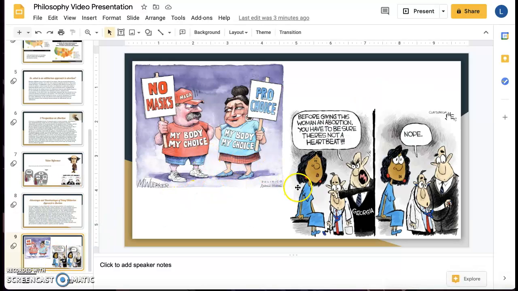So these are just two images, and in this one it says no mask, my body, my choice, and this one says pro-choice, my body, my choice. This is a great example for current times because of the ongoing pandemic, because a lot of people right now are saying that they don't want to wear a mask because it's their body and their choice. Likewise, women always say that they have the right to an abortion because it's their body and their choice. And in this cartoon, it states that before giving this woman an abortion, you have to be sure that there's no heartbeat. And the doctor looks at the guy's heartbeat.